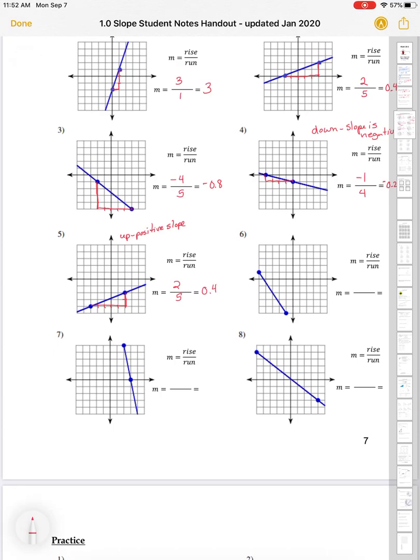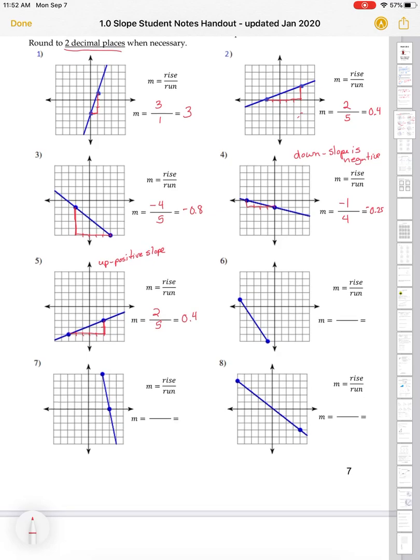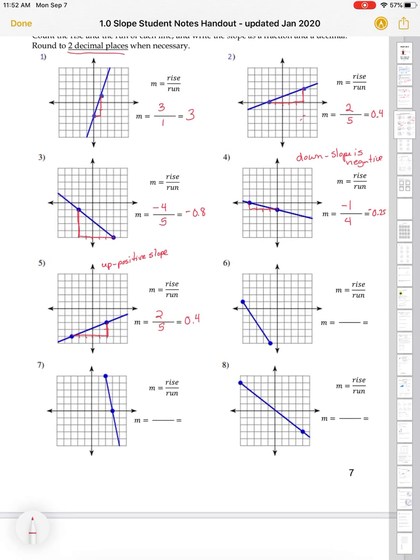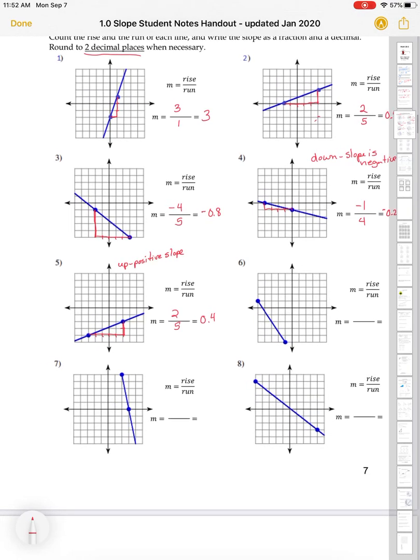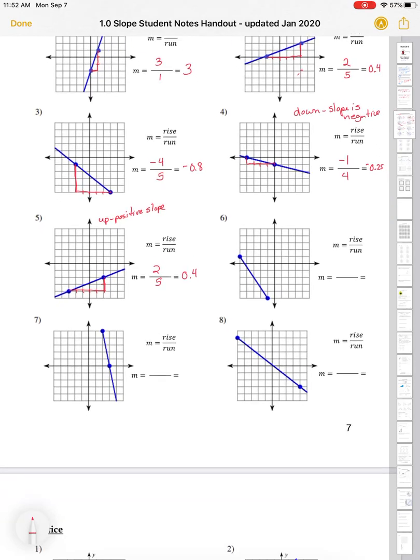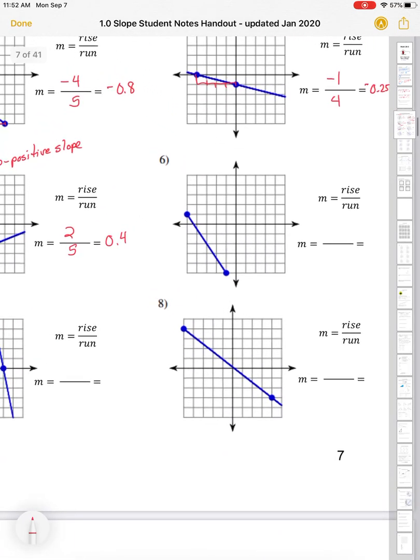Did we have that one before? We had a very similar line, so question number 2 also has 0.4 for its slope, just like number 5. Those lines have the same slope, and we're going to talk about what that means. Basically, if two lines have the same slope, it means they're parallel. That's just a little trivia there.